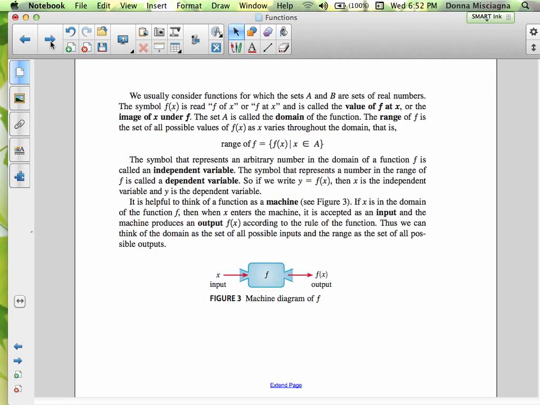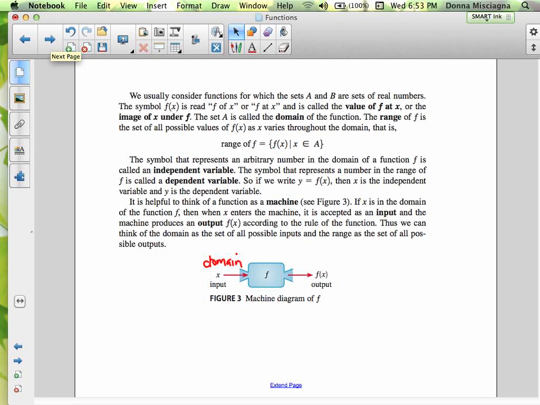The symbol f of x is read just the way I read it, f of x. I don't hear it much as "f of at x," but it can be said that way. And it's called the value of f at x, or the image of x under f. The set A is called the domain of the function. So the domain is the same as your input. So you do have that diagram. So next to input, you can put domain.